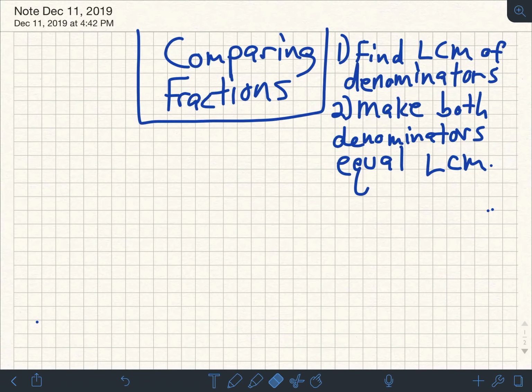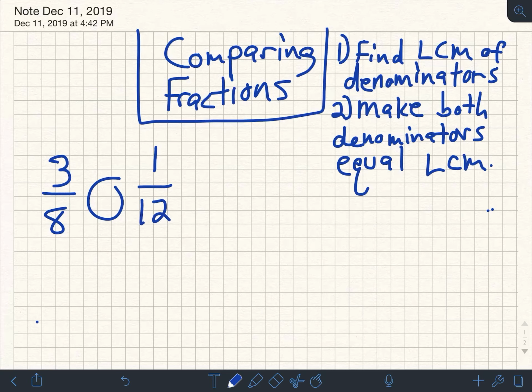In this video, we will be learning how to compare fractions. So all we're really trying to find out is whether one fraction is greater than another fraction. One example we will use can be 3/8 or 1/12. So you may know which one is bigger in your head right off the bat, but we need to be able to do the work and say exactly how much bigger one is from the other.